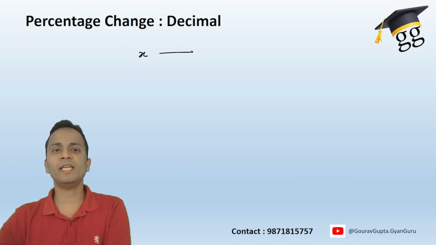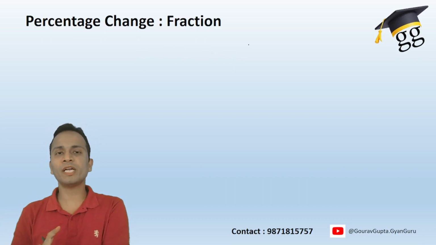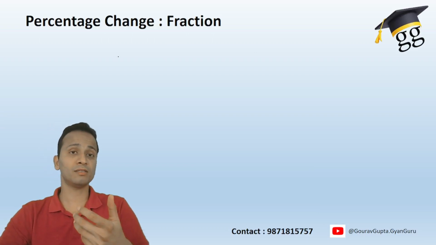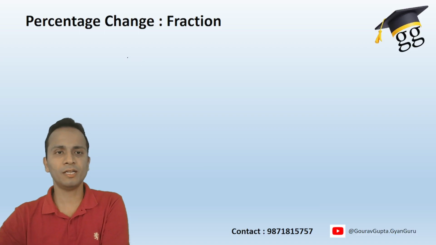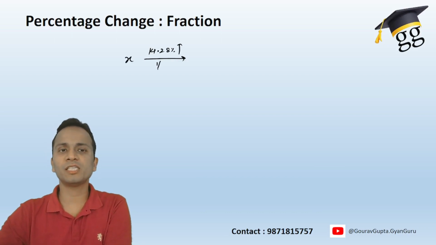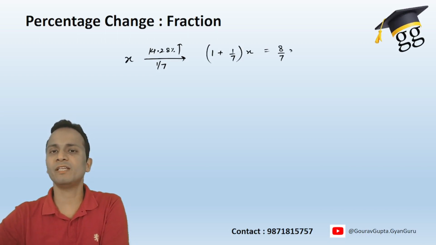So x when increased by 49 percentage, I can say that final value will be 1.49x, right? But when I want to convert it in fractions, it will be better if the percentage can be easily converted. Like x when increased by 14.28 percentage, right? 14.28 percentage इसका fraction होता है 1 by 7. So the final value will be 1 plus 1 by 7 times the original value, that is 8 upon 7x.